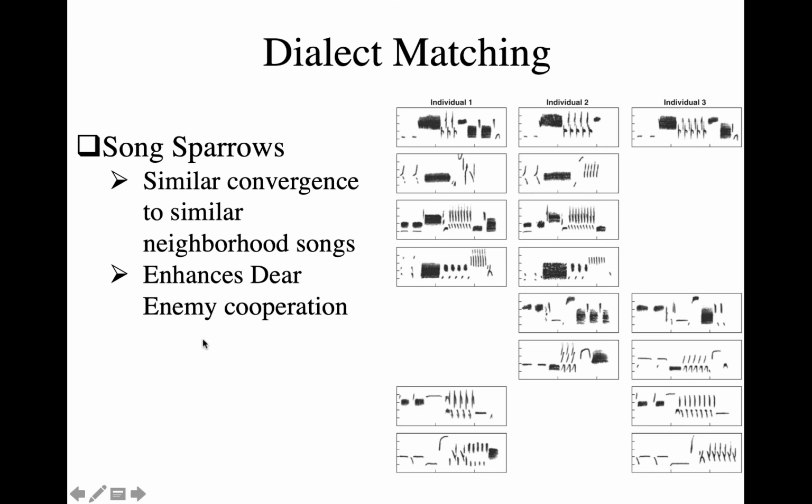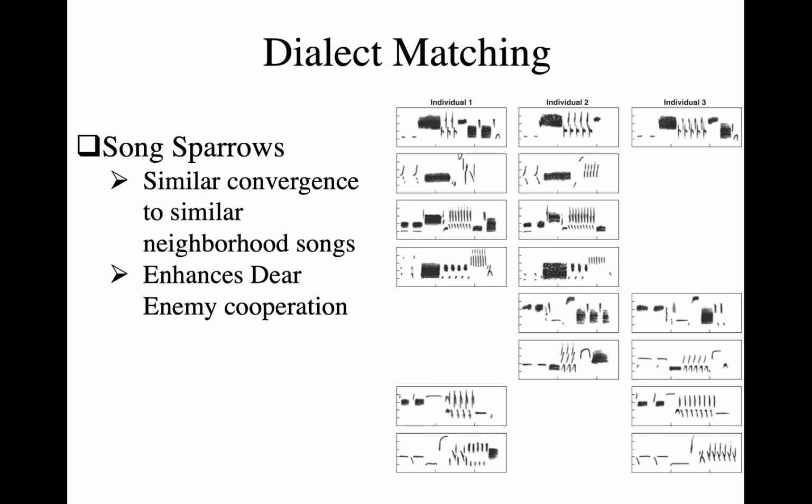Song sparrows do a similar thing. They show convergence to their neighbor's song. And why would indigo buntings and song sparrows do this? Well, we talked earlier about the dear-enemy cooperation theory, and the idea is that once neighbors set up the territorial boundaries and know the rules with their neighbors, so that Bob and John and Chuck understand where the territorial boundaries are, it all helps them. So it reduces the fact that they have to fight over this constant territoriality.